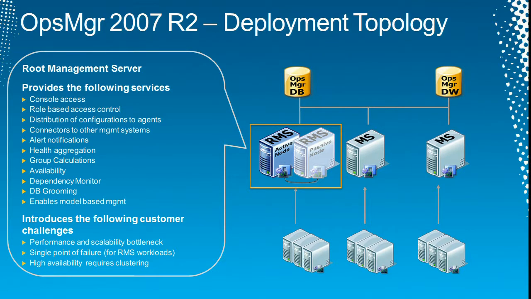And it does all these functions, among which the console access. If you're using the console or even the web console, you talk to the root management server and its SDK service to gain access to the information. It handles the role-based access control. It knows which roles, which users are mapped to, and makes sure you get the views and the information that you belong to. Of course, it has the config service, which in essence distributes configuration to all your agents.